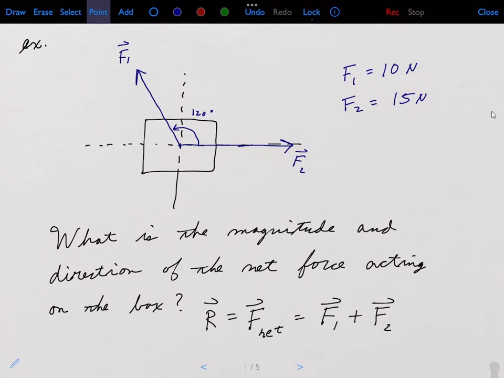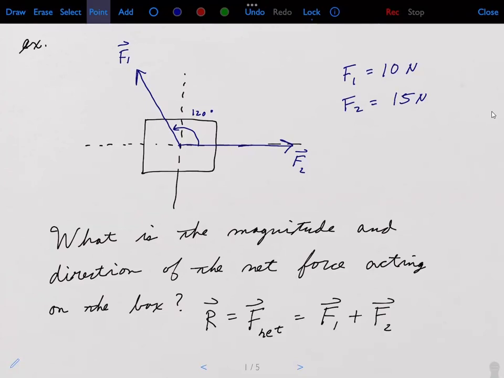And what I want to do is add those two vectors together to find the net force. The net force, which sometimes we call the resultant force, is R vector or F net. I'll just call it F net for this example, and it is simply going to be the sum of F1 and F2. I want to solve this problem graphically. Okay, so how do I do this?